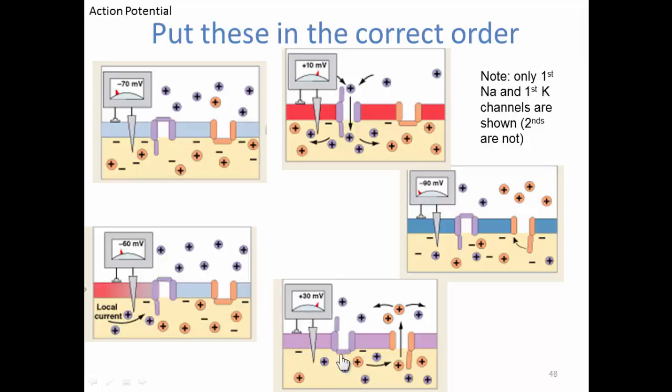The voltage-gated sodium channel closes after 1 millisecond. At around plus 30, plus 35 millivolts, the voltage-gated potassium channel is open. Potassium leaves. Potassium continues to leave all the way until negative 90 millivolts, which is when the potassium channels completely finish closing.